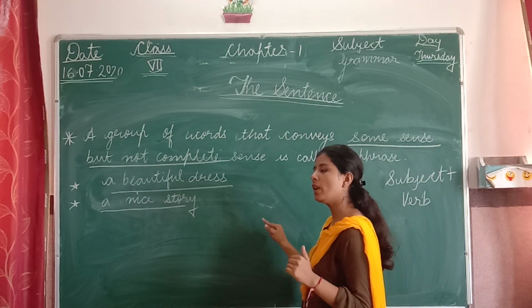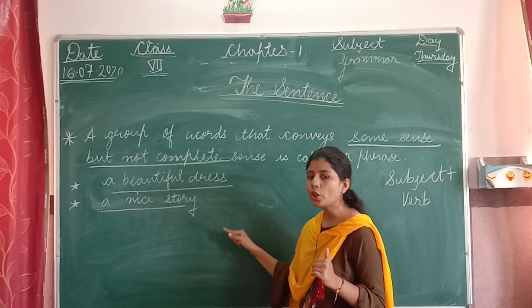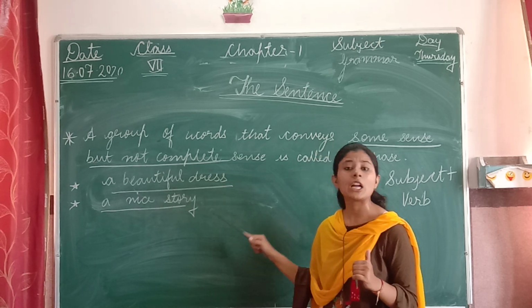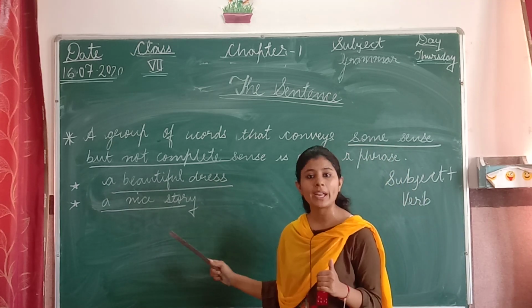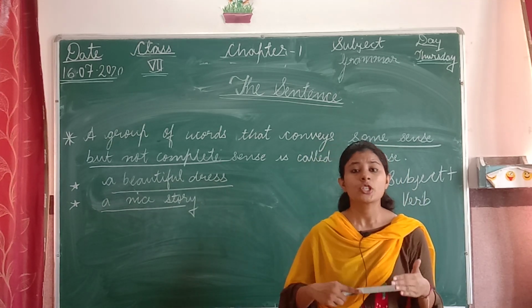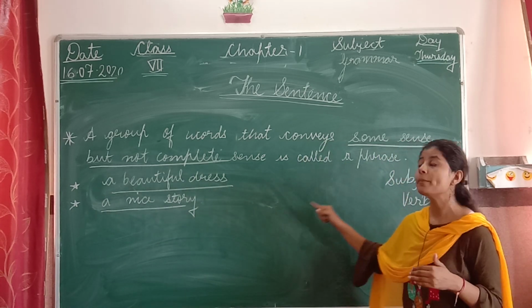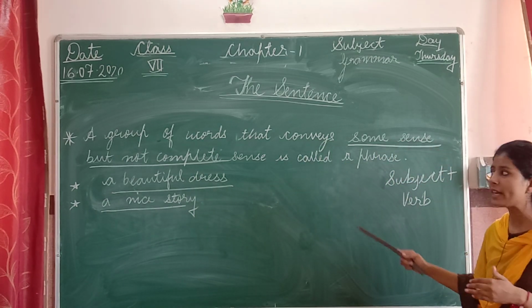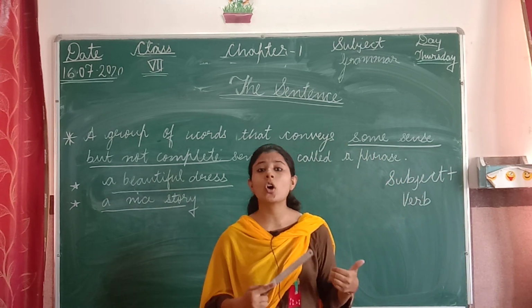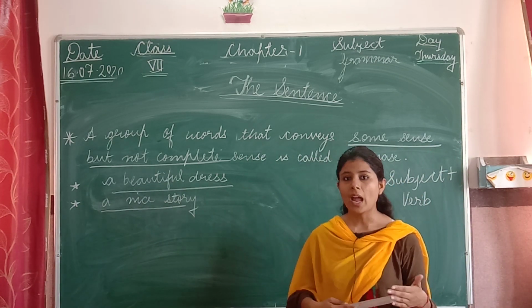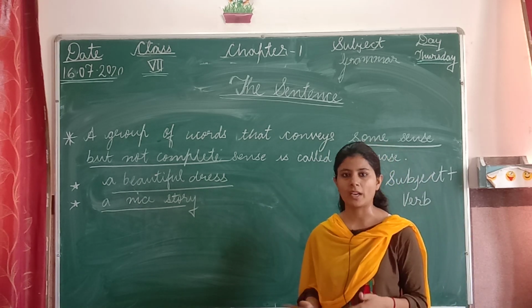A beautiful dress, a nice story. Both of these are not having a subject and a verb and are not conveying a complete sense. So that's why these two will be called phrases. Again students, a phrase does not convey the complete sense and does not have a subject and a verb. So let's read a new topic now.